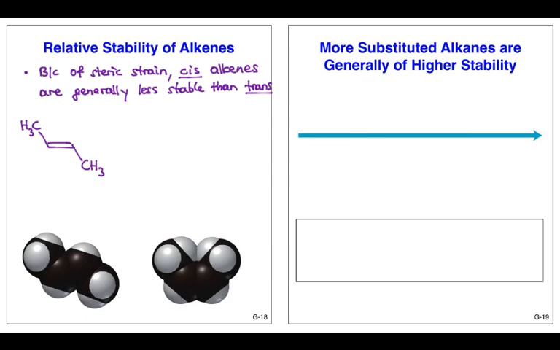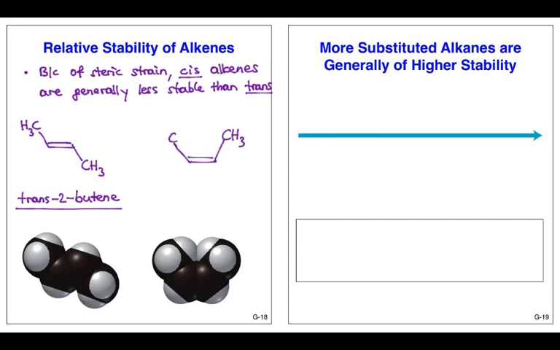So this is 2-butene. And I've drawn the trans diastereoisomer. So in the trans form, as you can see here, the two methyl groups are far away from each other. Basically, they are on opposite sides, opposite ends of the molecule. And so therefore, the trans isomer contains very little steric strain.